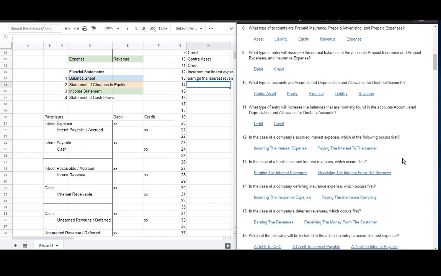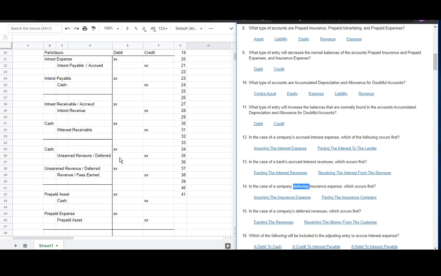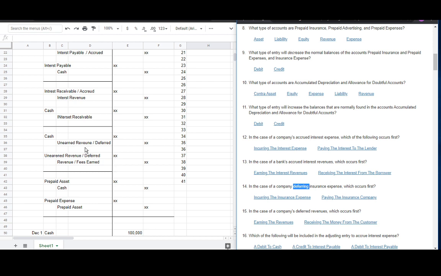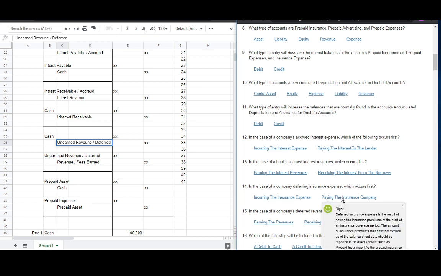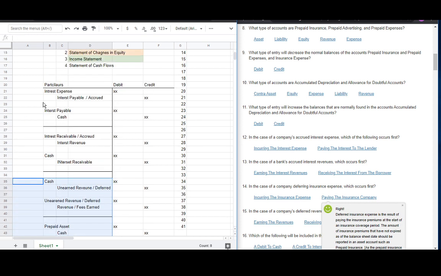Number 14, in the case of a company deferring insurance expense, from the word itself, defer, so it must be a prepaid. And defer is synonymous to unearned revenues. So here, paying the insurance company goes first. Cash goes first here, and also in prepaid. So for these two, cash goes first, while for those two, cash goes last.